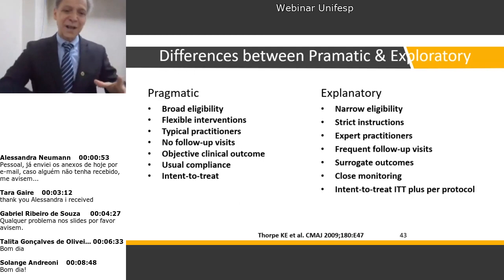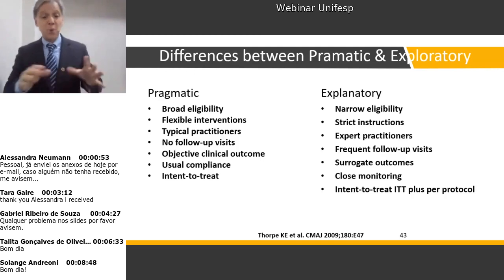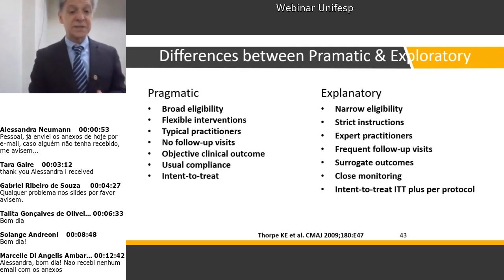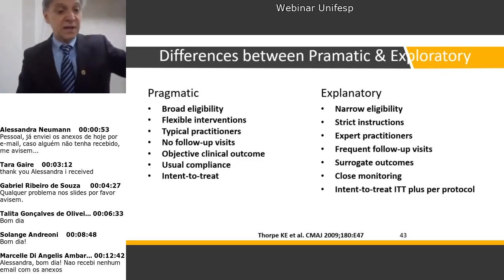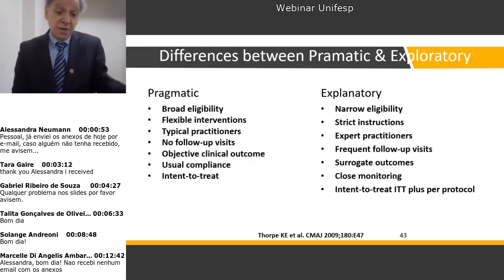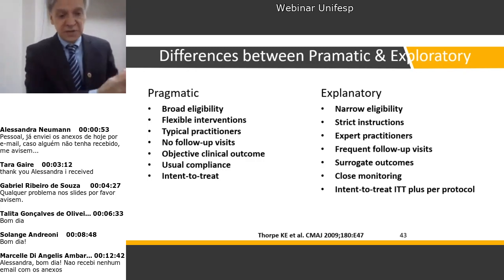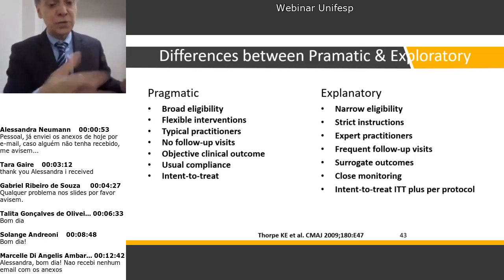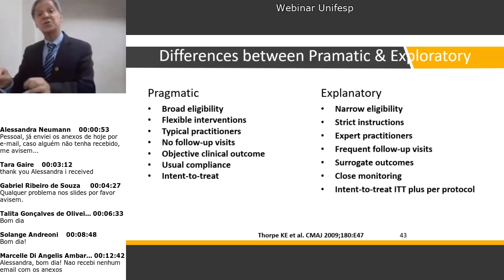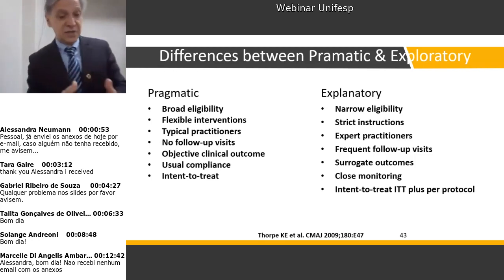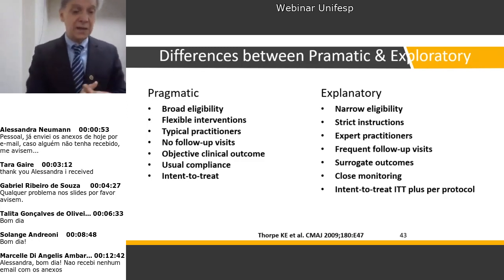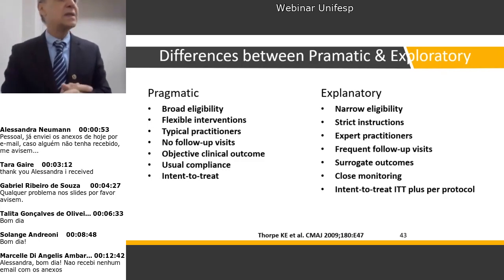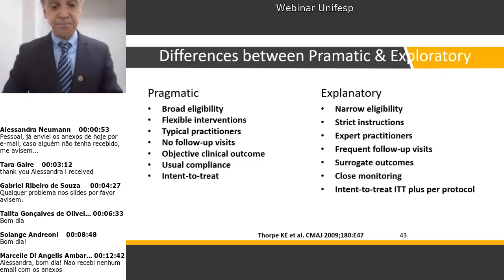Whereas the pragmatic trials relax those rules a little bit: broader eligibility, flexible interventions, typical practitioners, not the expert, not the epidemiologist or medically trained person who is going to implement the study. It's the person doing this in the field, the doctor, the nurse. They are the ones who will not only take care of patients if it's a trial involving patients, but also do your study. They're going to implement it for you. You don't have research nurses, you just have normal people doing it. No extra follow-up visits, objective clinical outcomes, usual compliance, and intention to treat still remains, but you may relax.